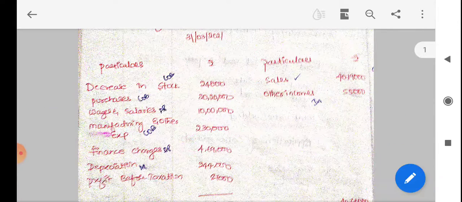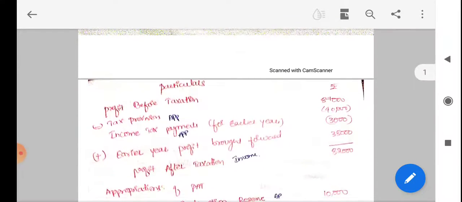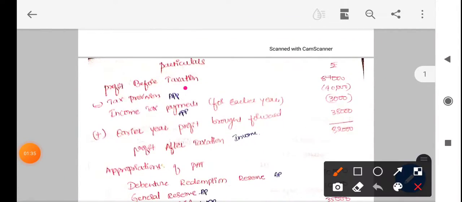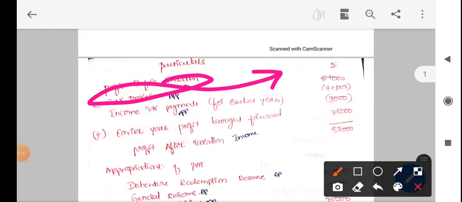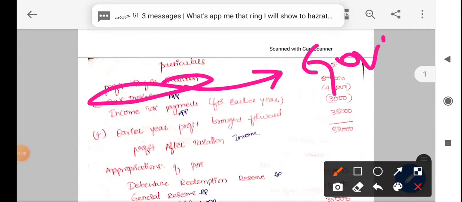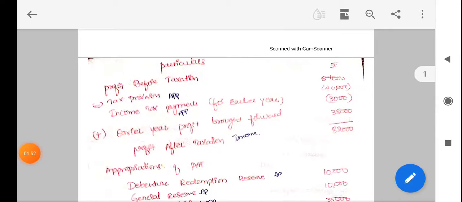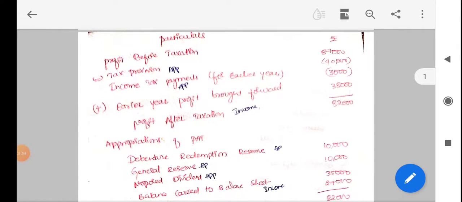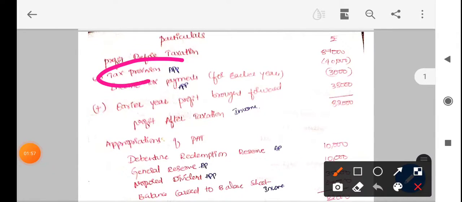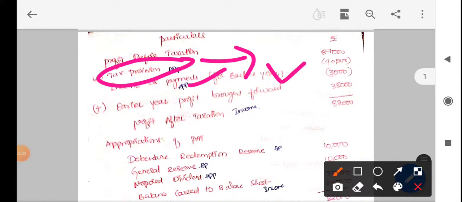Next additional information we have is they have provided us the tax provision. So tax provision here is relating to the government. Whatever we are going to pay for the government will come in application. So we'll show this tax provision in application, that is for the government. Next we have income tax. This also we will show in application to pay for the government.